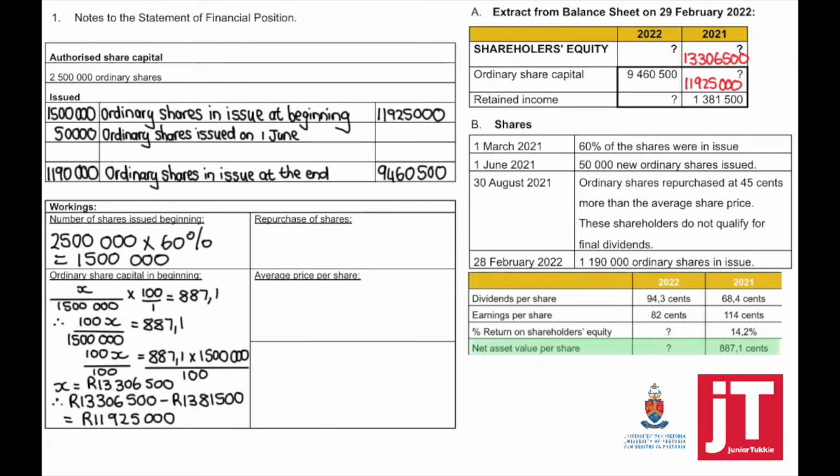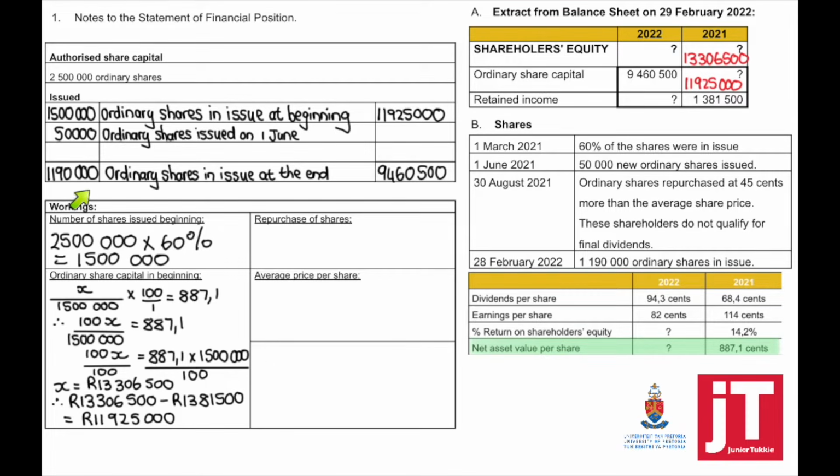On 30 August 2021, ordinary shares were repurchased at 45 cents more than the average share price. Remember, the average share price will always be in your ordinary share capital note. The difference, the amount higher than the average price, will appear in the retained income. These shareholders do not qualify for final dividends. So I know now that we have decided to repurchase shares. So this I will need to calculate because they didn't provide it to me.